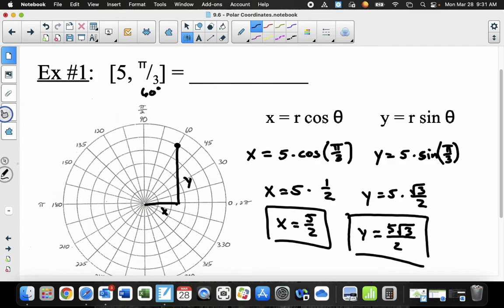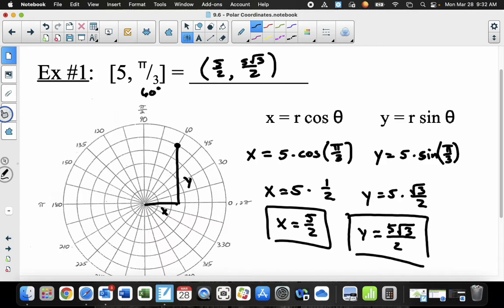And so here's the coordinate in polar form. The corresponding coordinate in xy form would be 5/2, comma, 5 square root of 3 over 2. There's the actual coordinates if you were to plot this on the x and y axis like normal.